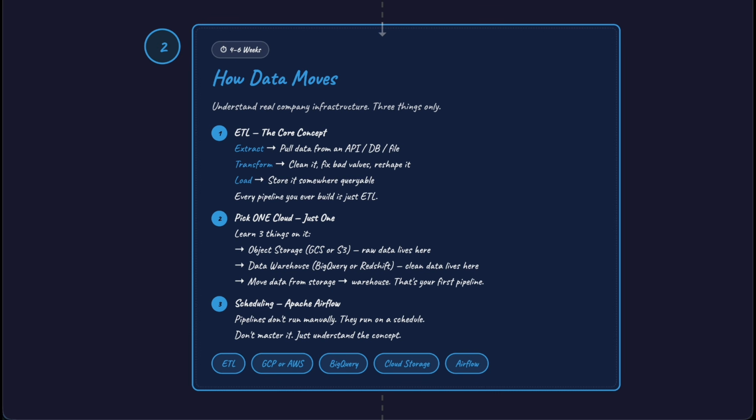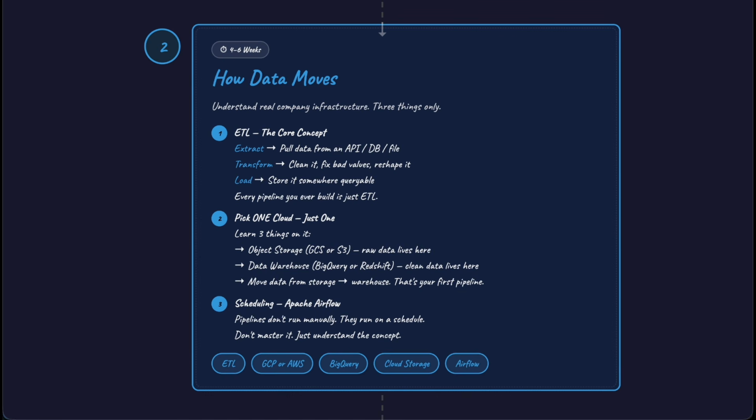So first you need to understand the ETL. Basically ETL is like extract, transform, load. So extract here means pulling the data from somewhere. It may be an API, a database, a CSV or Excel file or whatever. Just pulling the data from somewhere. This is about the extract.